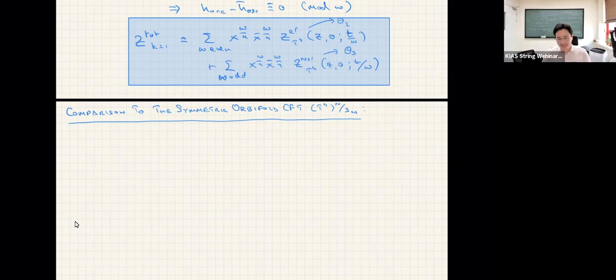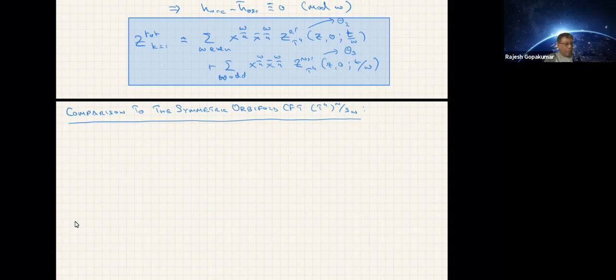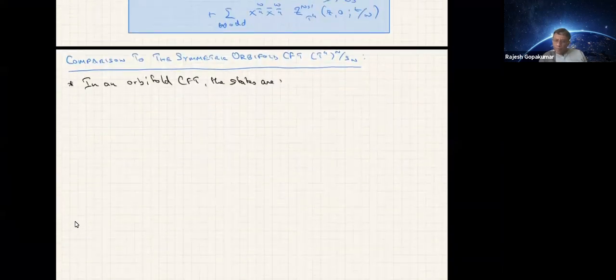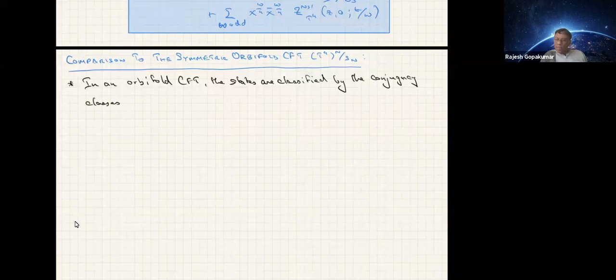Okay, thank you. Okay, so let's compare this with the spectrum of states of the free orbifold, at the free orbifold point. Like I said, there's a moduli space, but we'll work at the point where you're sitting at the orbifold. So like in any orbifold CFT, the first thing you need to know is that in an orbifold CFT, the states are classified by the conjugacy classes of the orbifold group, in this case, the symmetric group.